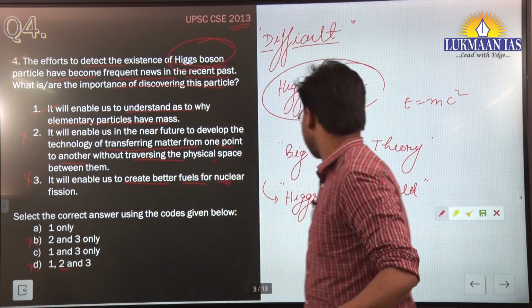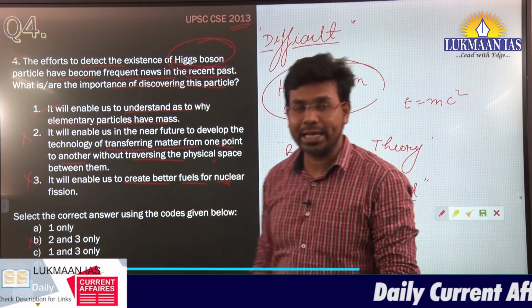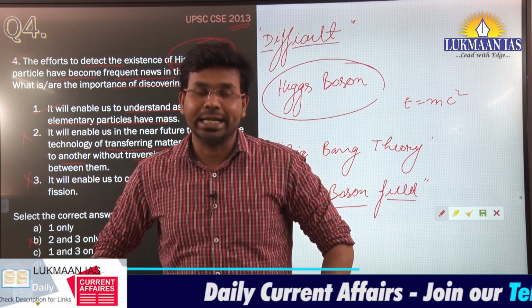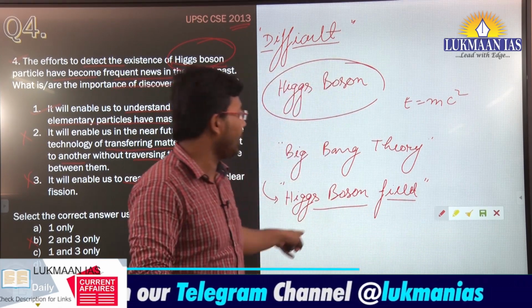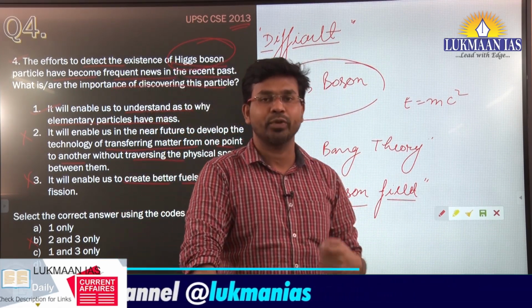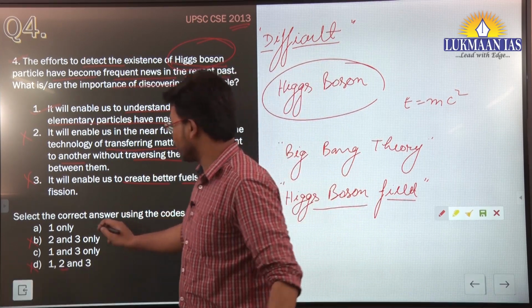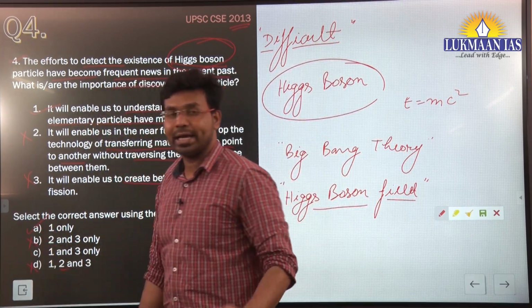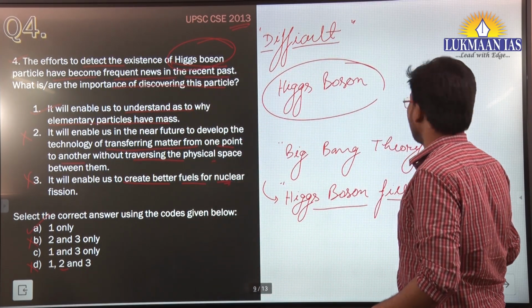So Higgs boson is a kind of field. Like you might have heard about electromagnetic field, gravitational field. So we have different kinds of fields. Similarly, we have Higgs boson field. So that's why third statement is also incorrect. That's why correct answer for this question is option A, 1 only.